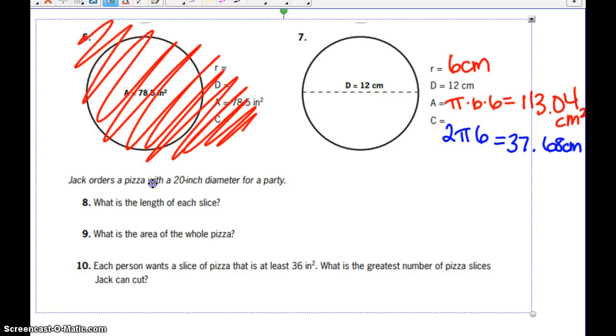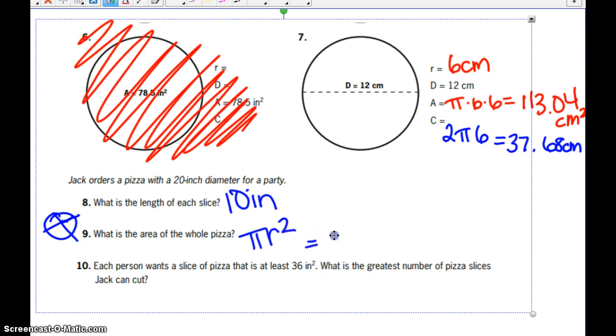Then let's see. Jack orders a pizza with 20-inch diameter for a party. What is the length of each slice? So picture a pizza. If the diameter is like this, then even if I just cut it here, what's the length of each slice? Well, if it's 20 all the way across, it's going to be 10 inches for the length of that slice. So then what's the area of the whole pizza? Well, this right here is your radius. Area is pi r squared.